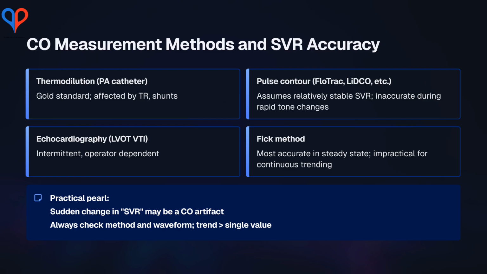Thermodilution via PA catheter is the classic standard, but is affected by tricuspid regurgitation and intracardiac shunts. Pulse contour methods assume reasonably stable resistance during rapid SVR shifts. Their cardiac output estimates may be inaccurate and thus distort SVR. Echocardiographic cardiac output using LVOT VTI is physiologically solid but intermittent and operator dependent. The Fick method is highly accurate but impractical for continuous monitoring. Sudden swings in calculated SVR often reflect measurement noise or method limitations. Trends, context, and waveforms are crucial.